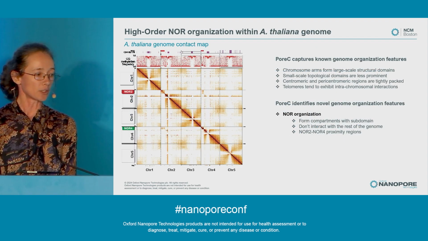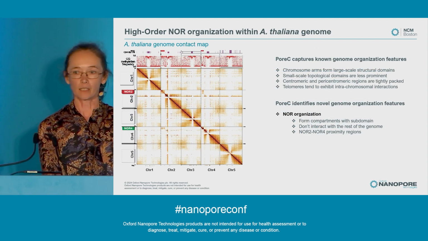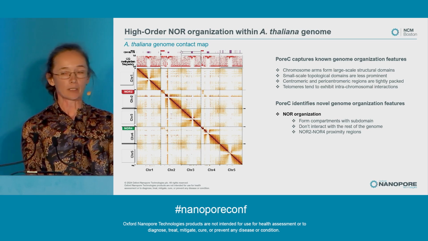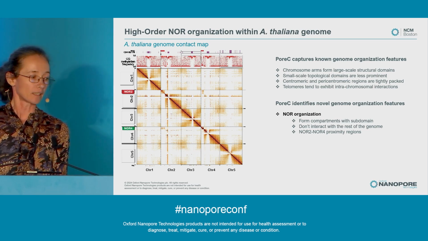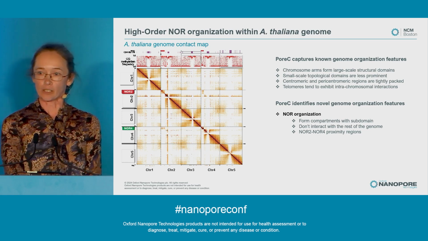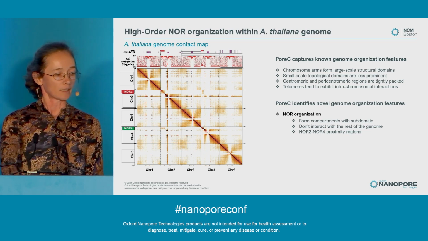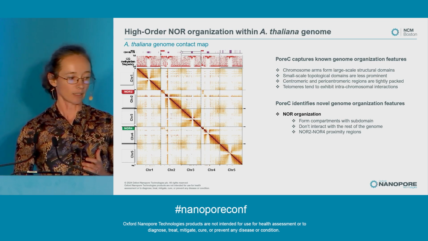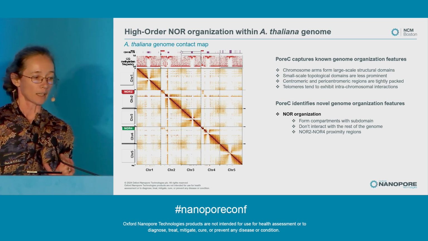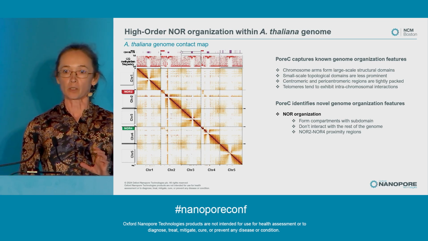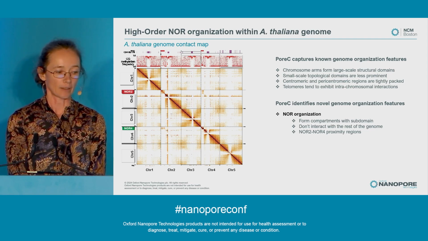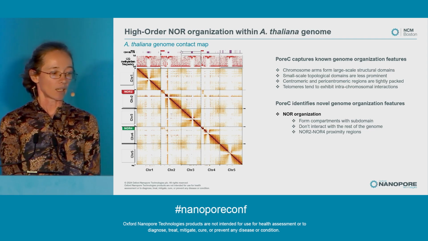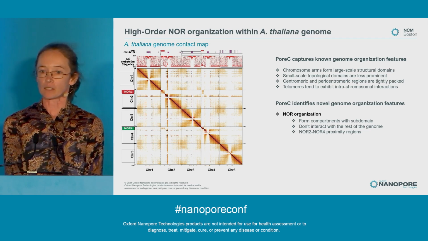So this is the genome contact map for Arabidopsis thaliana, which we obtained using the Pore-C assay. The main diagonal line you see here represents local interactions detected, and the signal off the main diagonal represents long-range interactions. I don't have time, but I want to mention that Pore-C did capture all the known interactions within the Arabidopsis thaliana genome, which I'm listing below, but it also identified some novel interactions as well.